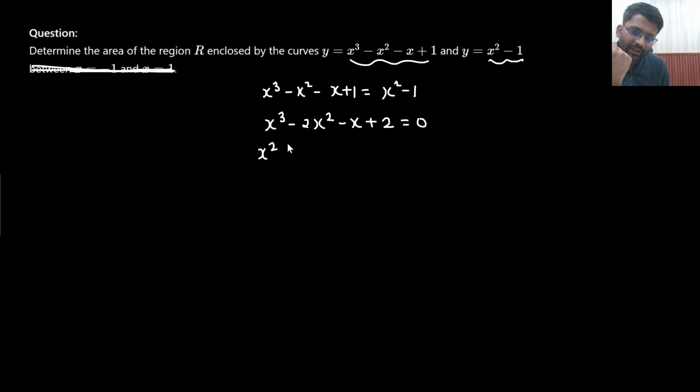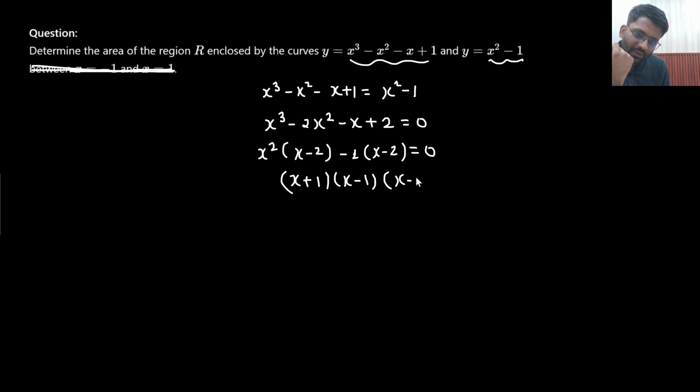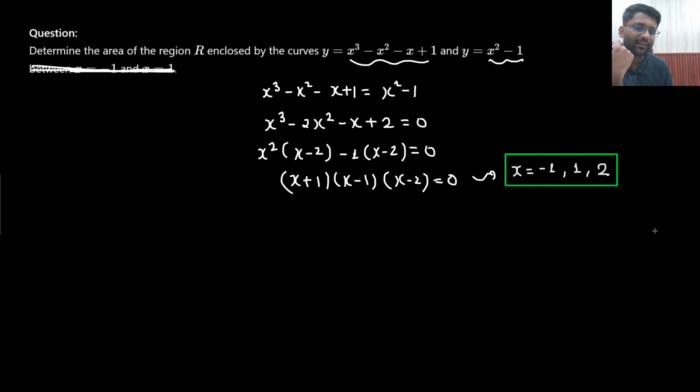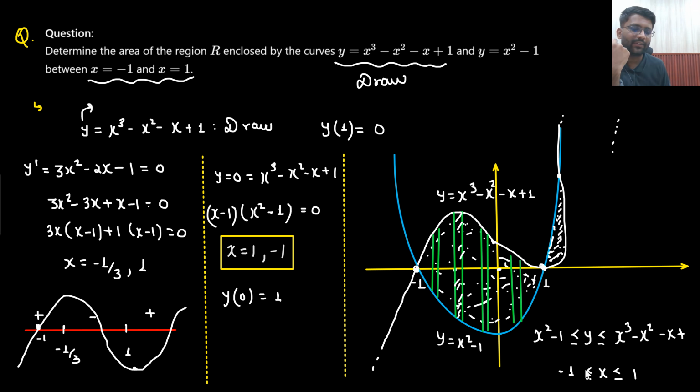So from here you can take x square common, so x minus 2, minus 1 times x minus 2 equals to 0. So x plus 1 into x minus 1 into x minus 2 equals to 0. So the values of x are -1, +1 and 2. These are the values of x. There they are cutting. So at -1 and +1 they are cutting, that we already know.